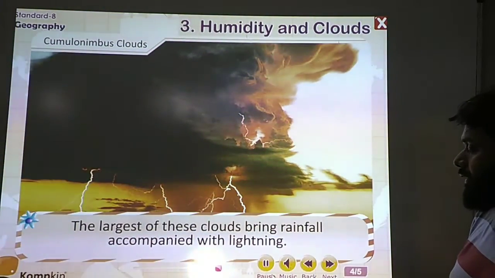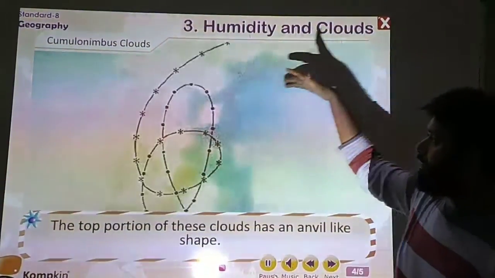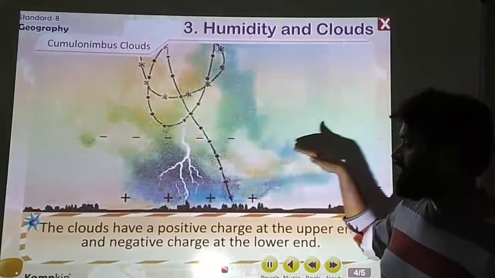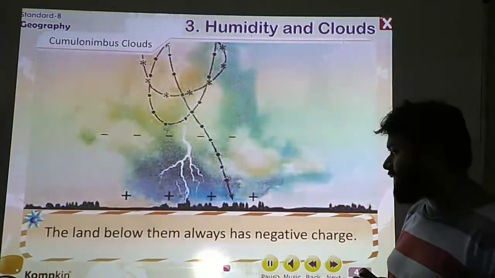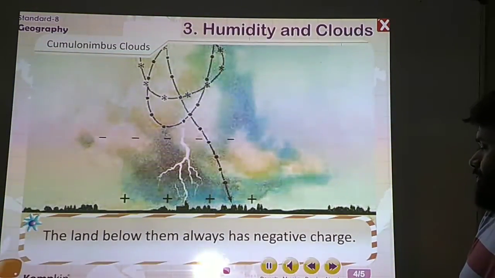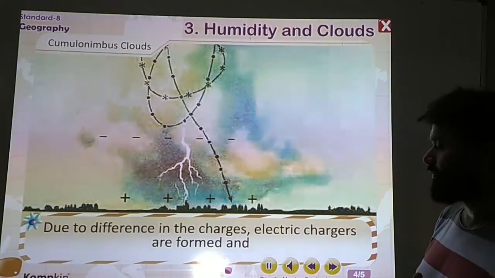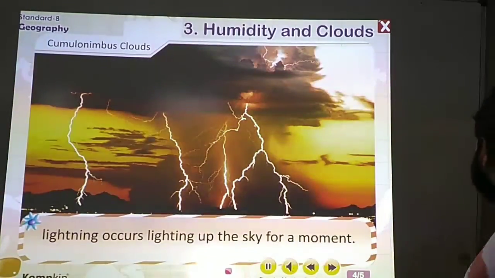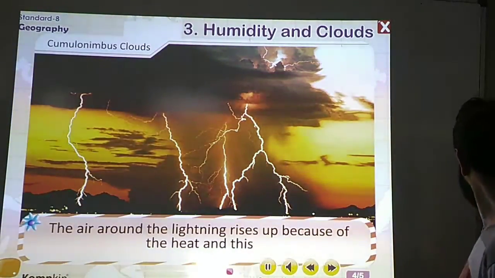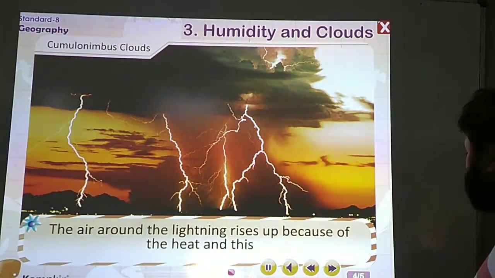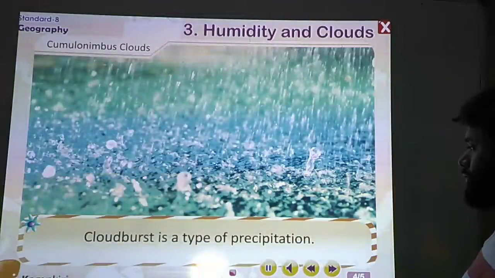You can see. Here the upper part is positive and the lower part is negative again. This causes lightning. Difference in charge causes lightning, and the sound also happens because of lightning. Because of that, large thundering sound also occurs.